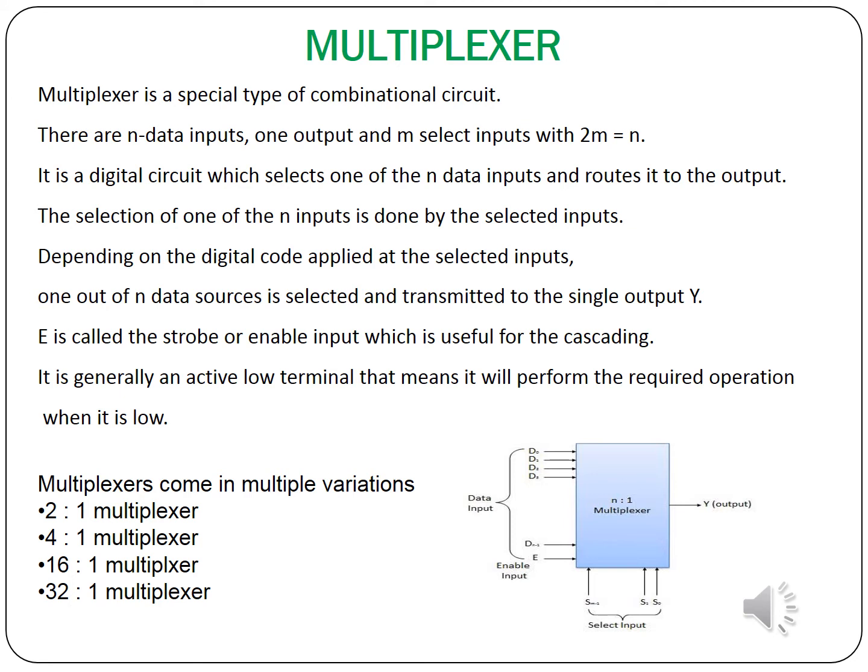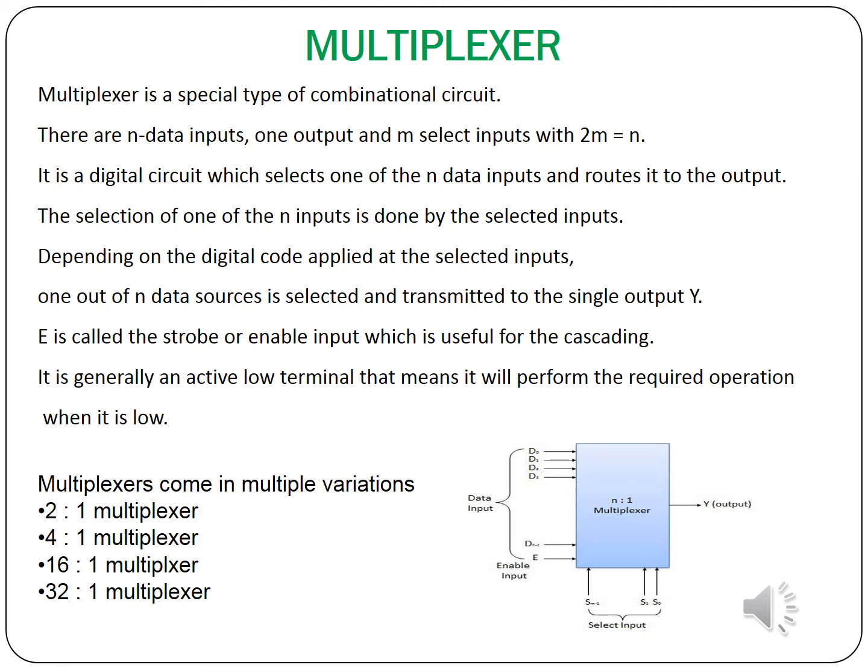Next topic is the multiplexer. A multiplexer is a special type of combinational logic circuit having n number of data inputs and producing m number of outputs. Selected inputs are m, with 2 to the power m equal to n. So n number of inputs, and here m is nothing but the select inputs.